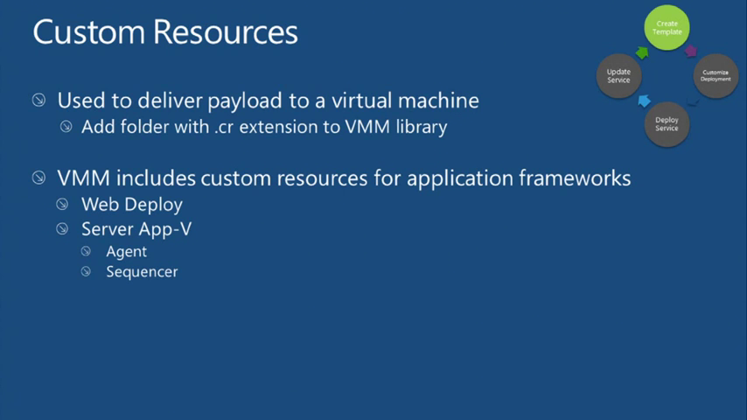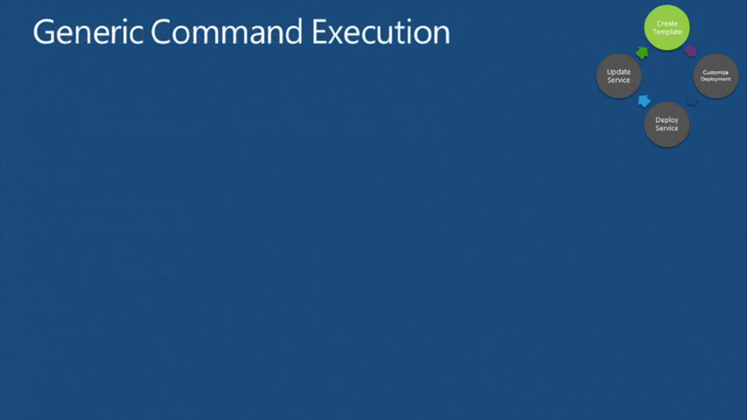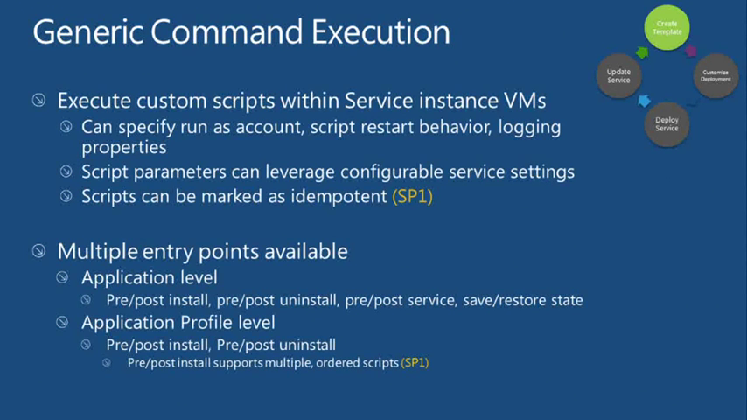Now, we include some custom resources by default with VMM, and those are for installing the web deploy framework and the Server App-V components, such as the Server App-V agent or the Server App-V sequencer. And you'll find those custom resources by default when you install VMM in the default library share. And if you add new library shares, we've given you an extra parameter called add default resources that's available either from the CLI or in the UI to tell us to go ahead and copy those resources to that library share as well.